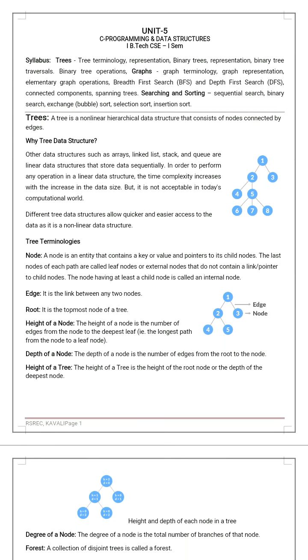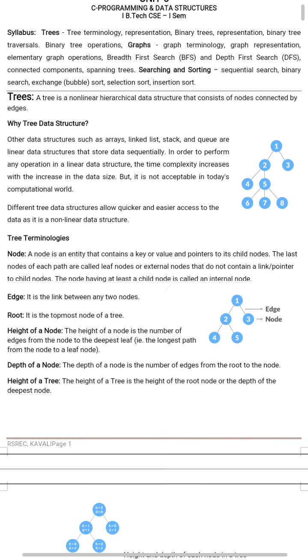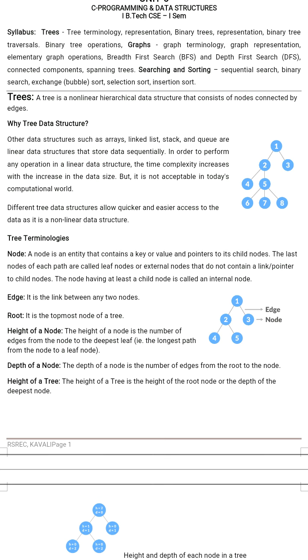Next, height of a node. The height of a node is the longest path from the node to a leaf node. Suppose in this tree, the height of the node is 2. That is the longest path from the node to a leaf node.